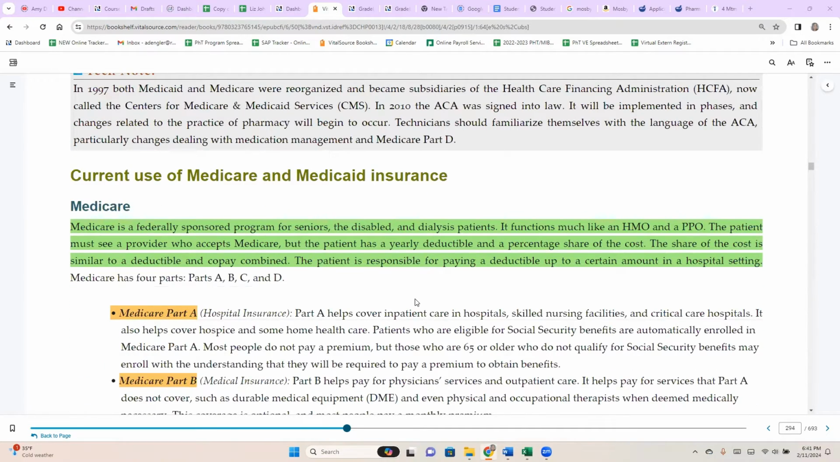Medicare is a federally sponsored program for seniors, the disabled, and dialysis patients. It functions like an HMO and PPO. The patient must see a provider who accepts Medicare, but the patient has a yearly deductible and a percentage share of the cost. The share of the cost is similar to deductible and copay combined. The patient is responsible for paying a deductible up to a certain amount in a hospital setting.